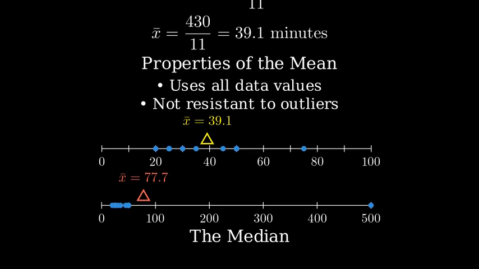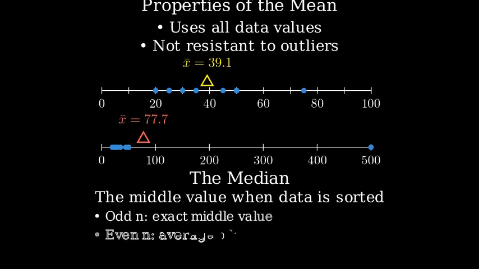Now, let's look at the median. The median is the middle value when the data is arranged in order. If we have an odd number of values, the median is the exact middle value. If we have an even number of values, the median is the average of the two middle values. Let's find the median of our wait time data.